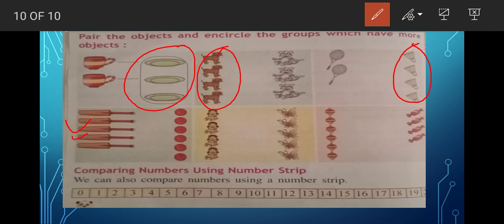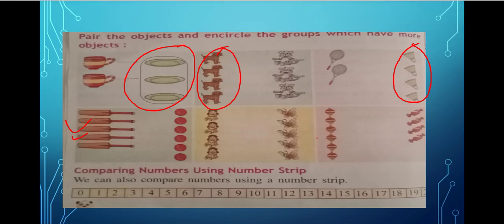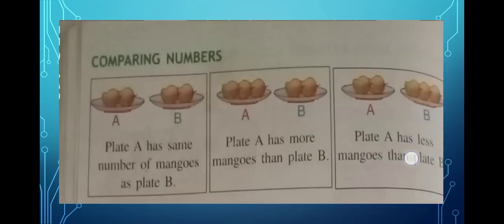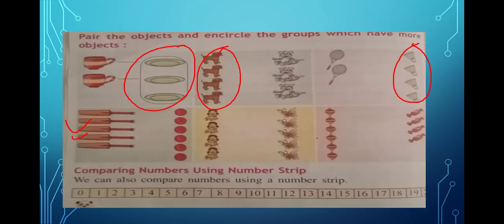Now comparing numbers using a number strip. This one I already explained to you. We can also compare numbers using a number strip. Okay. Numbers towards the right side are greater and numbers towards the left side are smaller.